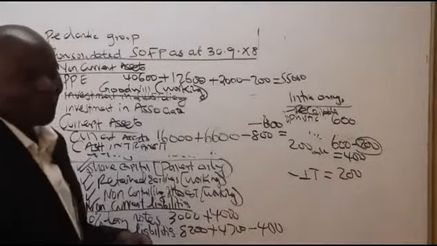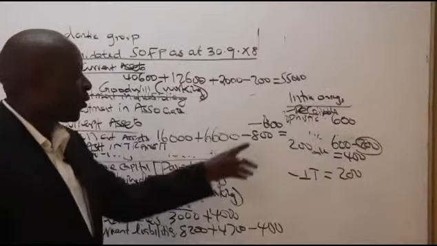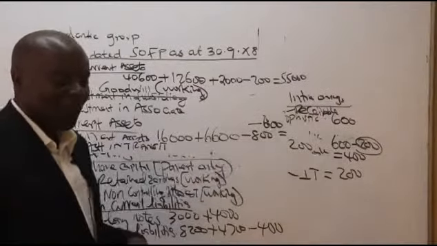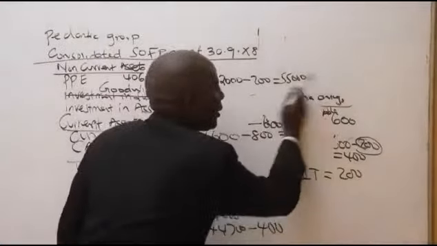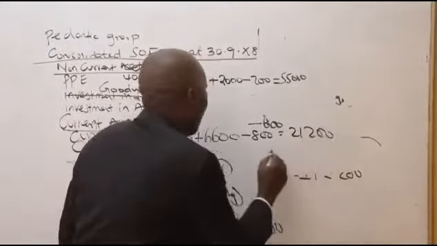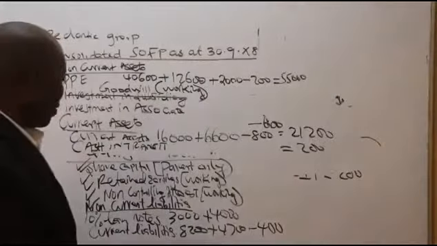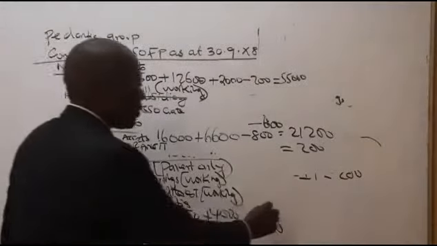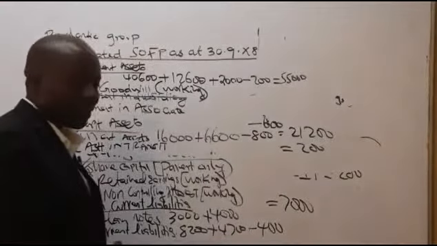We are supposed to go back to the office, but I would really want to have these figures. Is it 31 or 21? 21,200. So here we have 21,200. And then of course here we have 200, right? And then loan notes. Loan note 7,000. How about current liabilities?